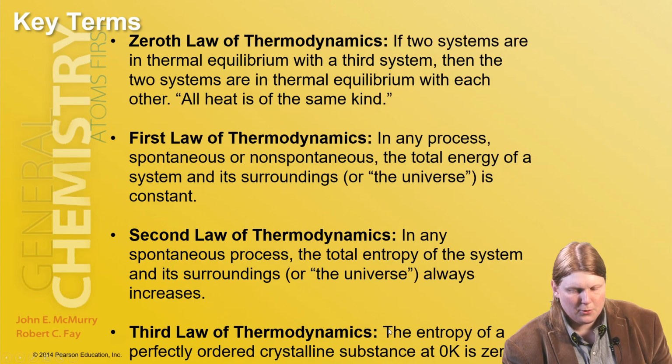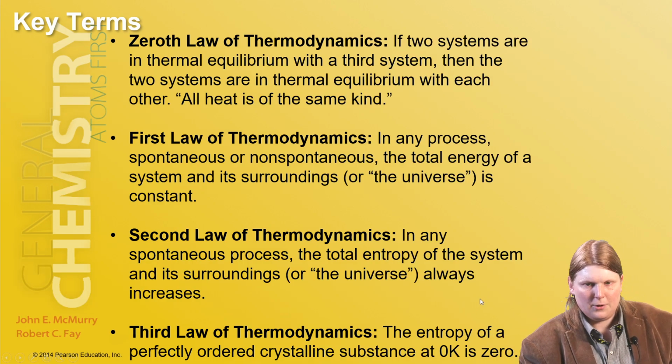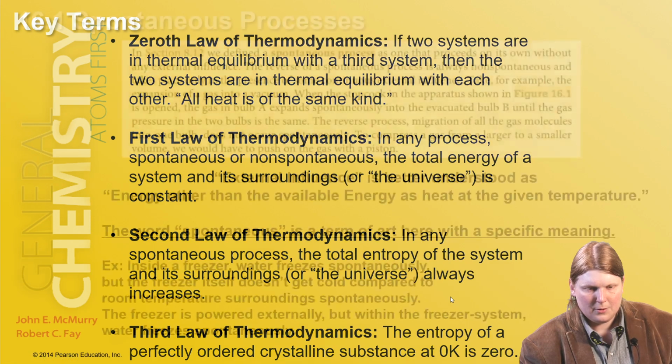And finally, the third law: the entropy of a perfectly ordered crystalline substance is 0 at 0 Kelvin. So it's got to be perfectly ordered. Not all substances can reach this configuration, and it's also got to be at 0 Kelvin. Now, there's no way to actually reach 0 Kelvin. It's kind of like a theoretical point, but this allows us to define a 0 point for entropy. And I'll move a little out of the way to make sure you can see that more clearly.